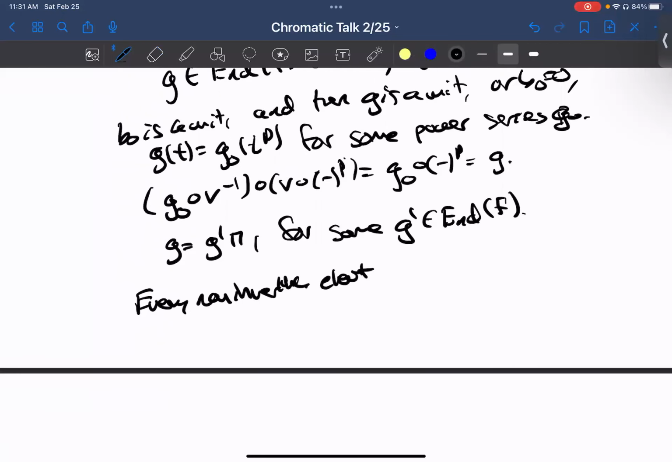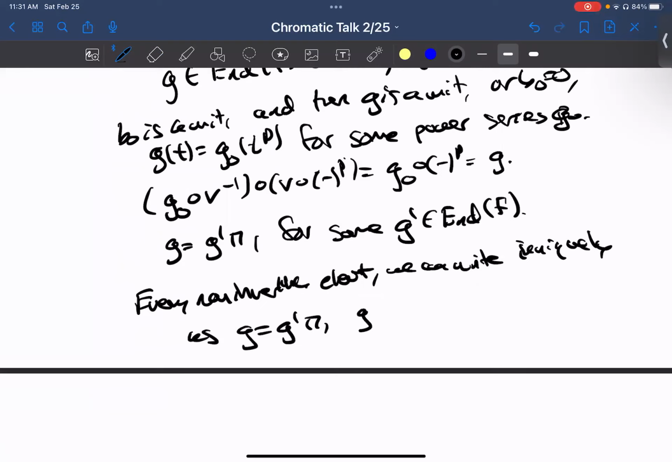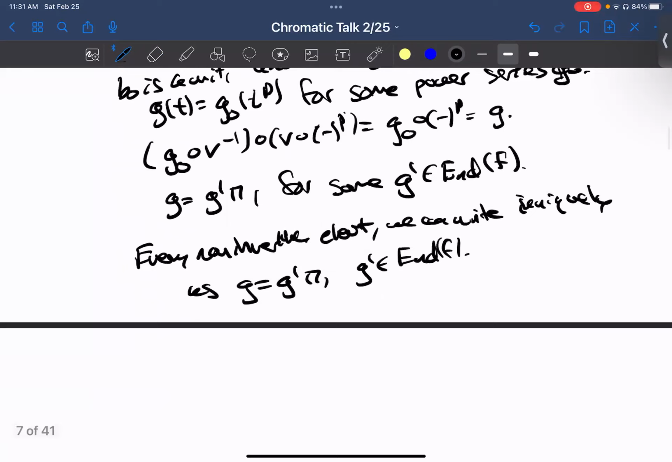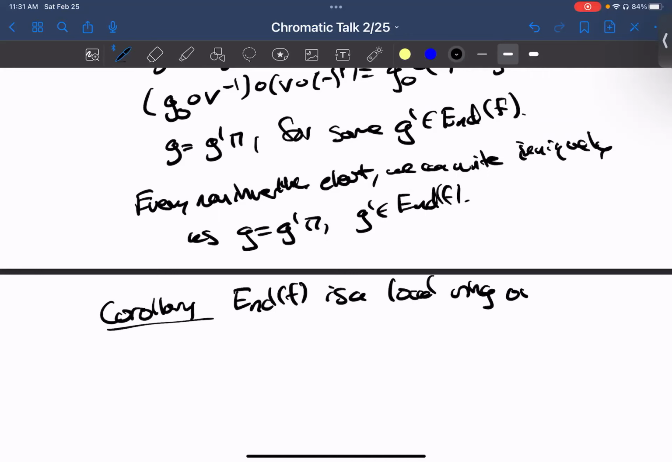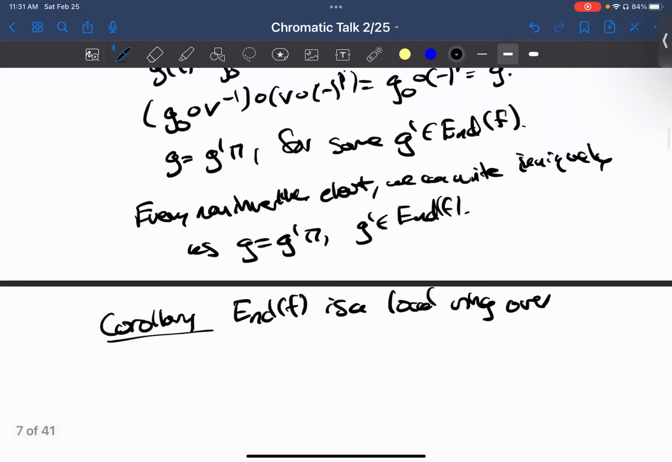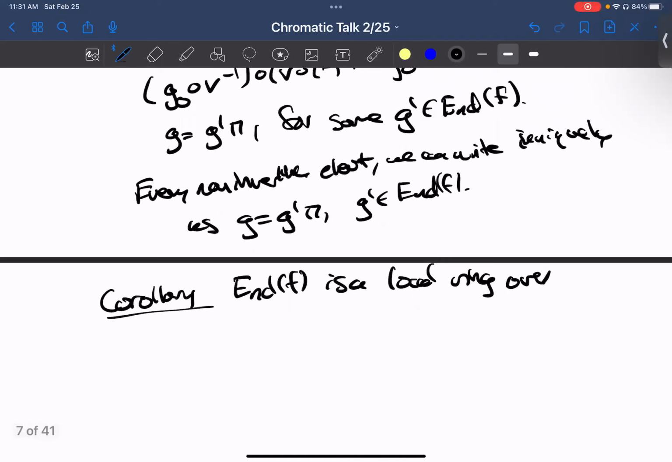So every non-zero element we can write, in fact uniquely, as G equals G prime pi, for G prime uniquely determined in this endomorphism ring. And then we see that, as a corollary, End of F is a local ring over F_p bar.